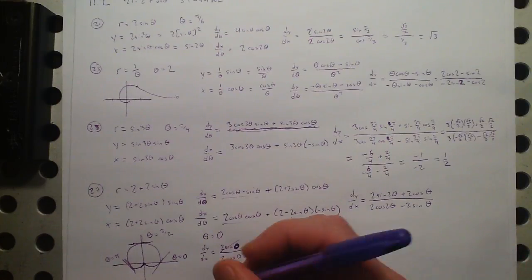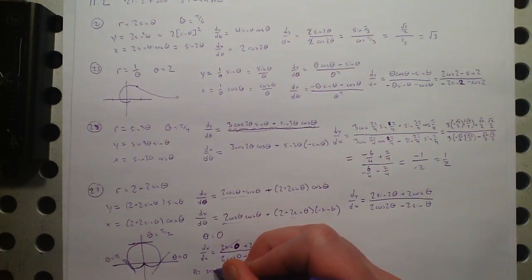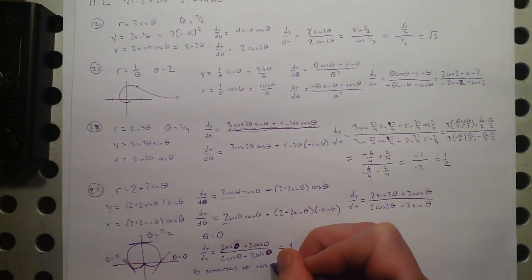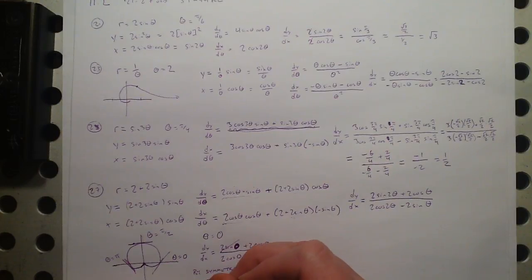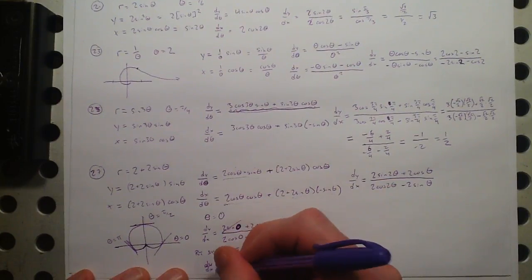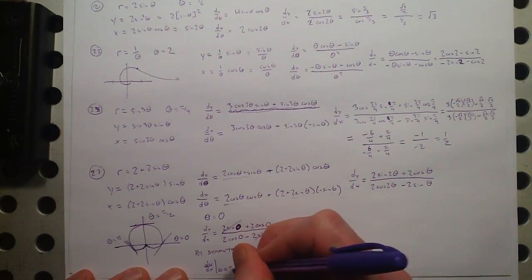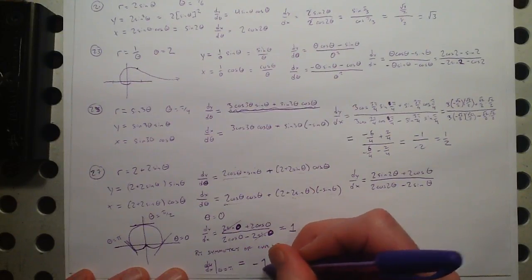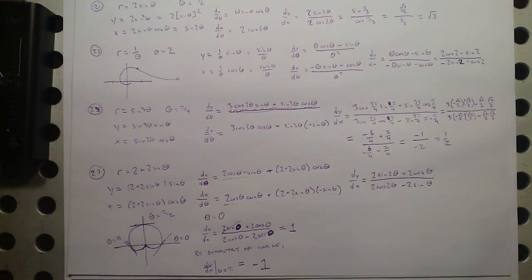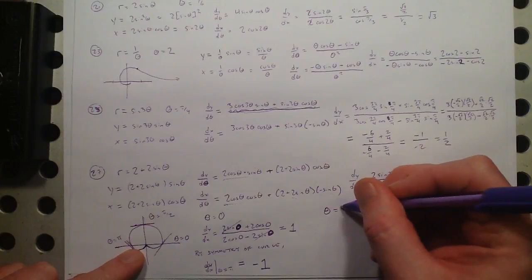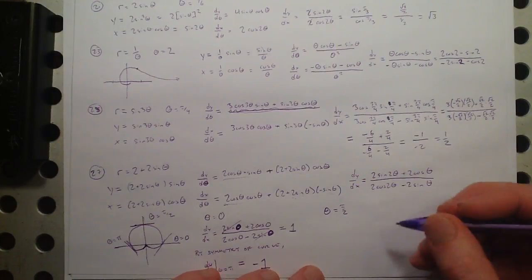And then I'm just going to say, by symmetry of the curve, dy/dx at theta equals pi is equal to -1. I mean, you can just kind of tell by looking at that. It's a symmetric thing. And certainly it looks like here the slope would be 0. So theta equals pi over 2. We'll just check that real quick.